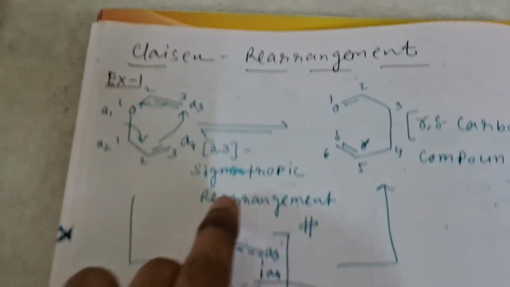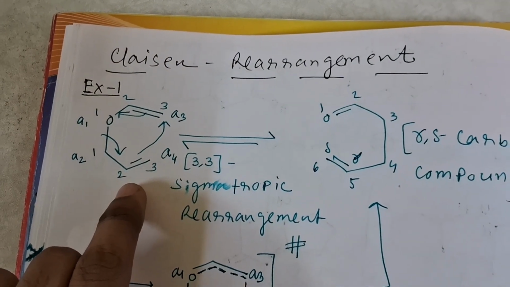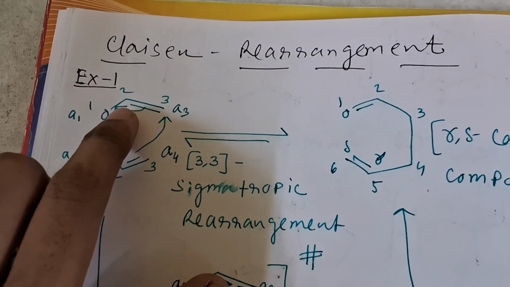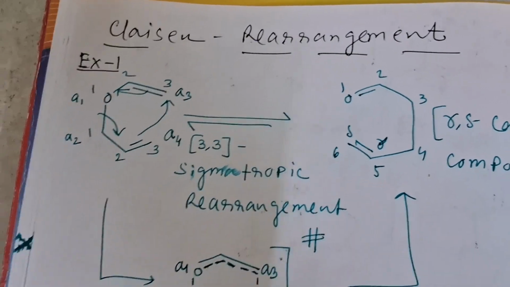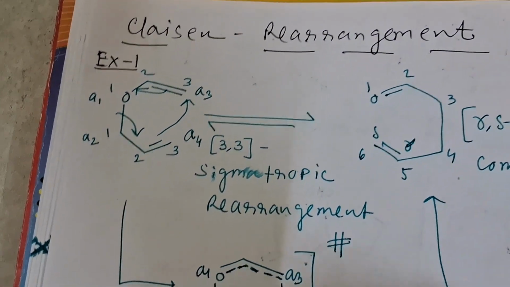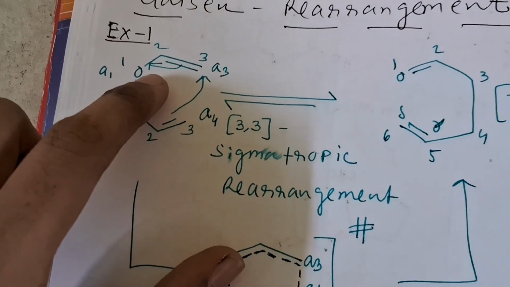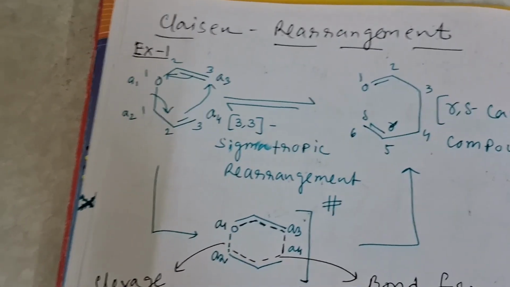So here you can see it is a vinyl allyl ether because the oxygen is directly connected to the vinylic carbon atom. On the other hand, it is connected with the allylic center. Here you can see this is allylic and this is vinylic, so we can name this compound allyl vinyl ether.